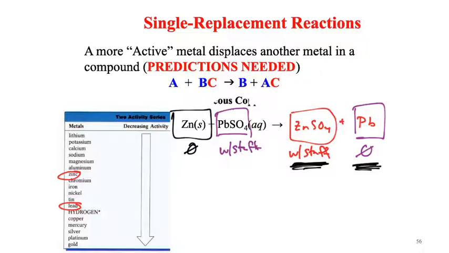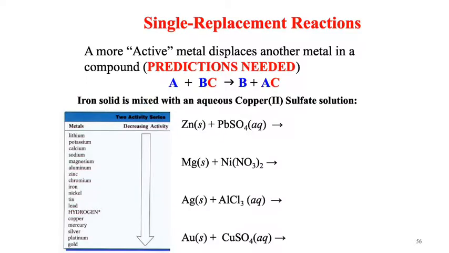So if I mix those reactants together, what happens? Zinc sees the lead and goes, I want to be with stuff. Give me the stuff. Lead, on the other hand, is like, I don't want to be with stuff. Take my stuff. And what do we get? Zinc with sulfate and lead by itself. We now have a chemical reaction. You're like, is it really that simple? Yeah. Don't believe me? That's okay. You've got practice.